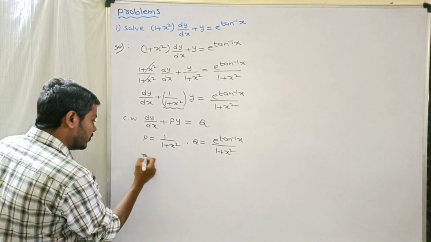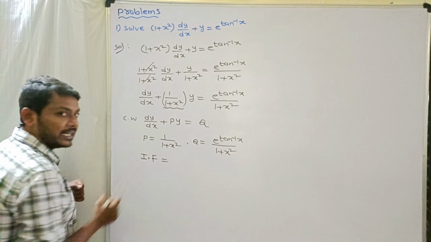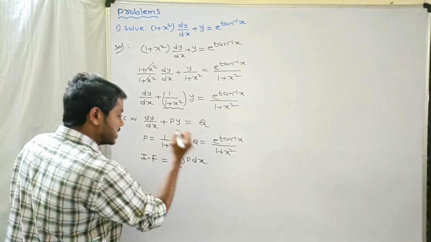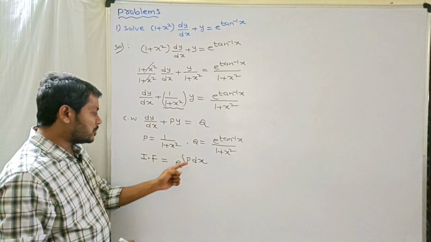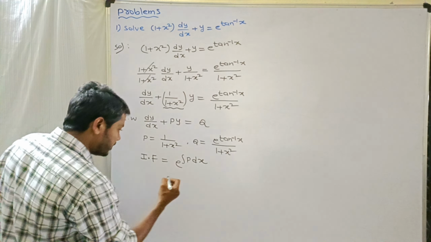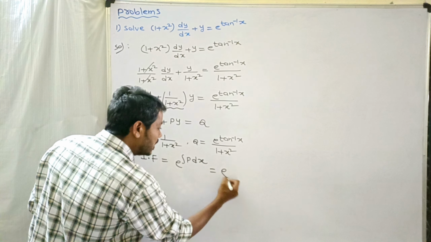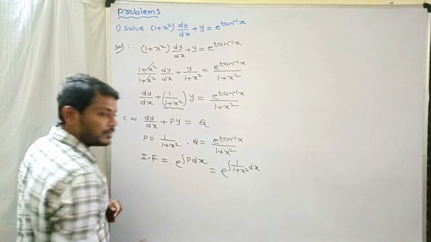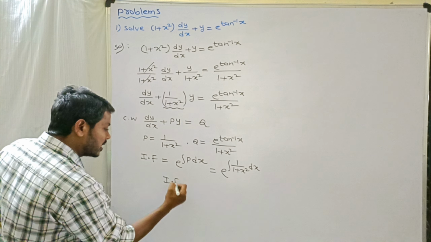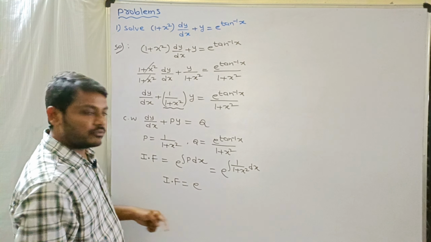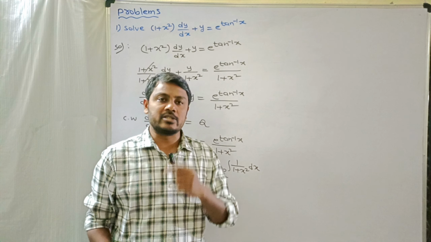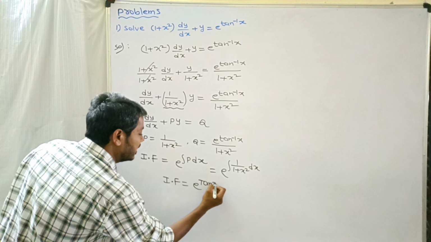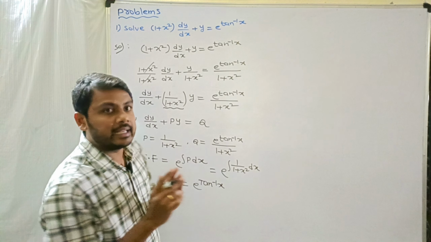So that is IF, which is equal to, we know the integrating factor formula is e^(∫P dx). So replace P with 1/(1 + x²), which is e^(∫1/(1 + x²) dx). So what is the integrating factor? It is e to the power, we know that the integration of 1/(1 + x²) is tan⁻¹x. So write e^(tan⁻¹x). So this is the integrating factor.